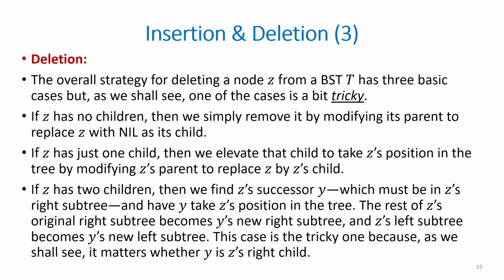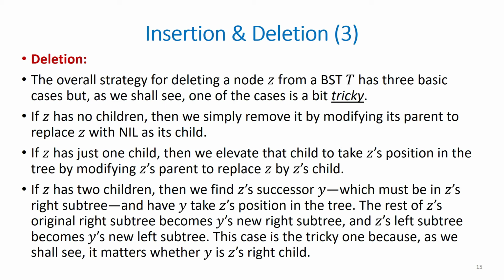The final operation is deletion. Suppose you want to delete some node z from a BST T, then there are three cases that can occur. Two of these three cases are easy, while the third one is a bit tricky. The first case is when the node z has no children at all. This is easy. We simply remove it and we modify its parent to replace the node z with nil as its child. Case 2 is when the node z has just one child.